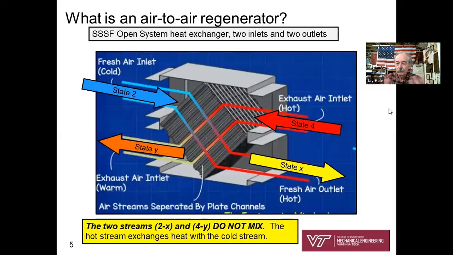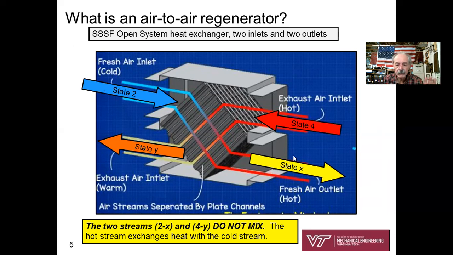Okay. For this Brayton cycle, we've got an air-to-air regenerator. Now, what would that look like? Basically, it would look like a big duct, and inside that duct are metal plates that are fabricated so that the hot exhaust stream does not mix with the incoming cold air stream.